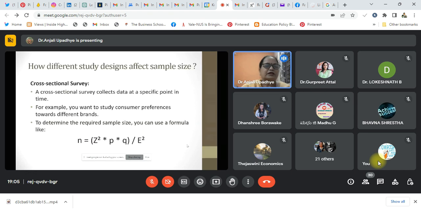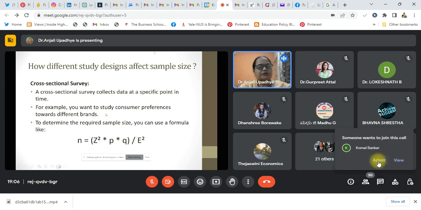So here now we are going to discuss how different study designs affect our sample size. We'll take a simple example. It is a cross-sectional survey. A cross-sectional survey collects the data at a specific point of time. So for example, suppose we want to study consumer preferences towards different brands. For this, what formula do we have to use?